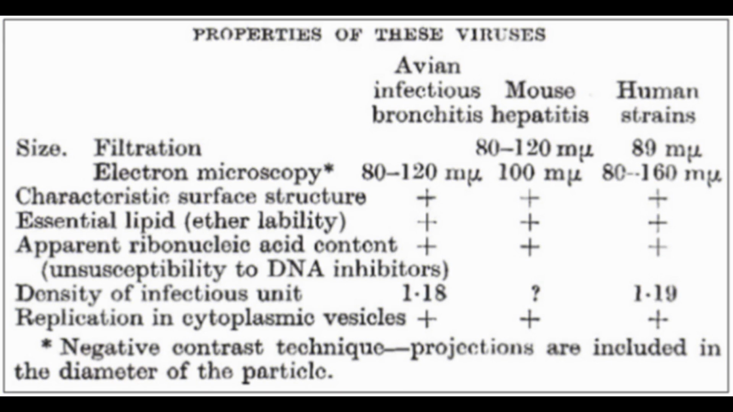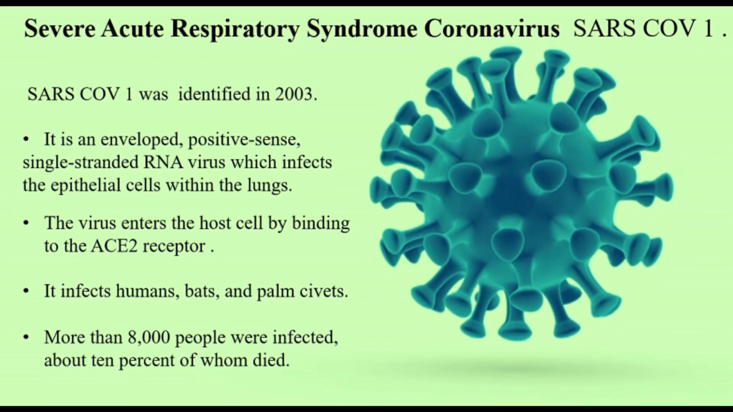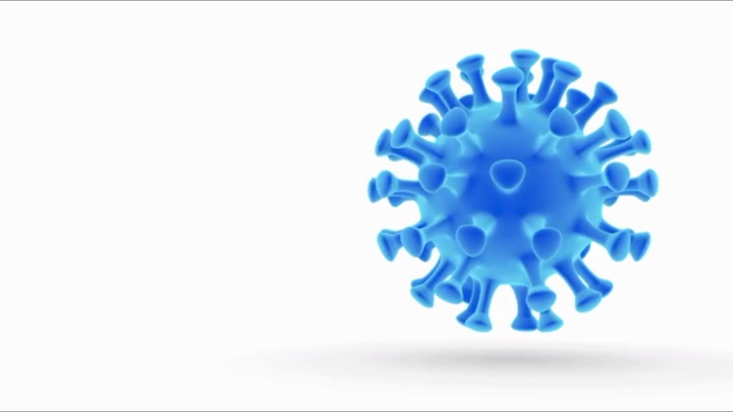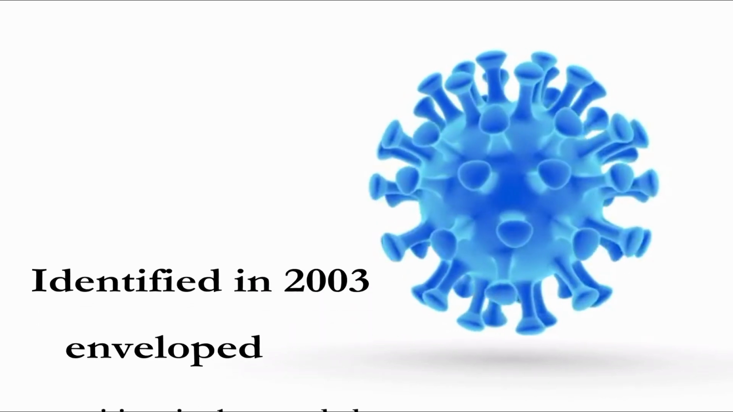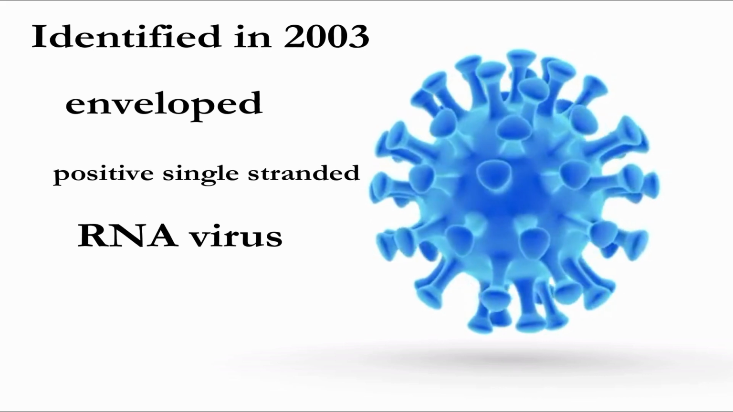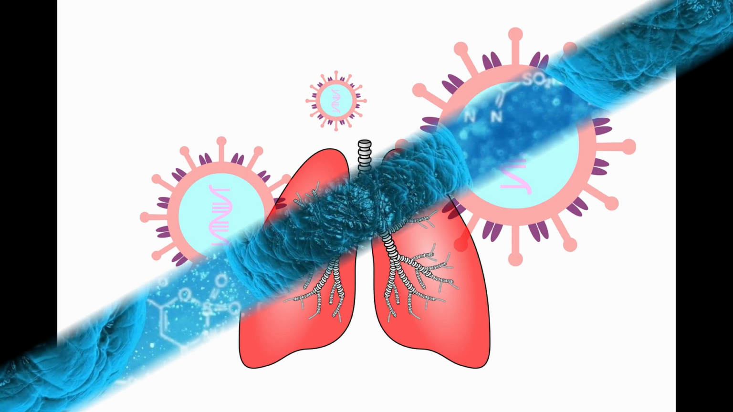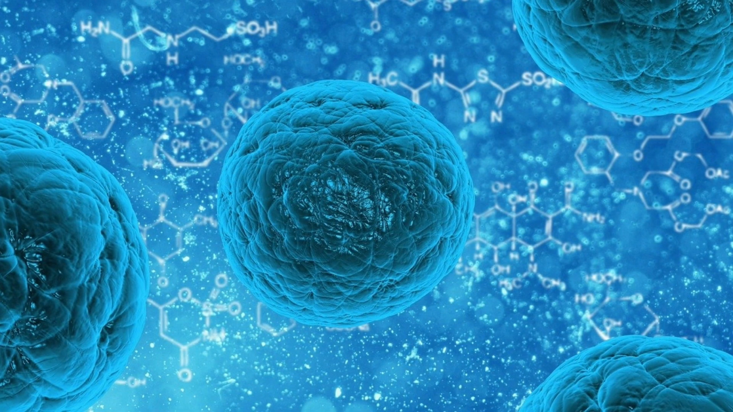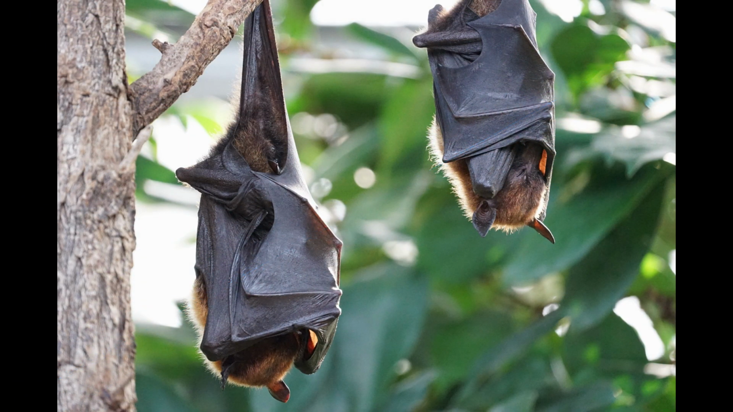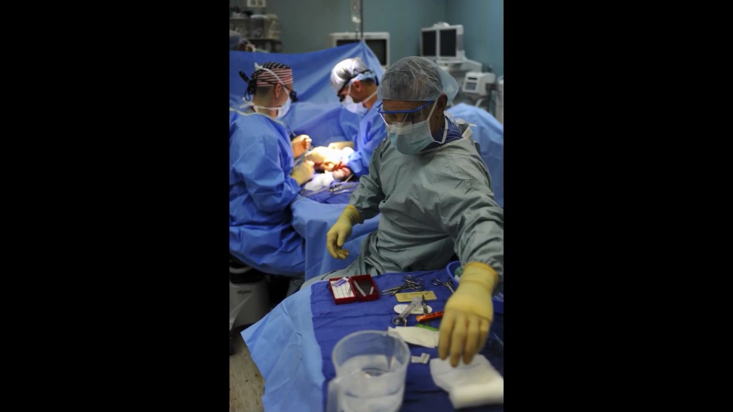Some of the human coronaviruses identified so far include SARS-CoV-1, that is Severe Acute Respiratory Syndrome Coronavirus 1, which was identified in 2003. It is an enveloped positive-sense single-stranded RNA virus which infects the epithelial cells within the lungs. The virus enters the host cell by binding to the ACE2 receptor. It infects humans, bats, and palm civets. More than 8,000 people were infected and about 10% of them died.